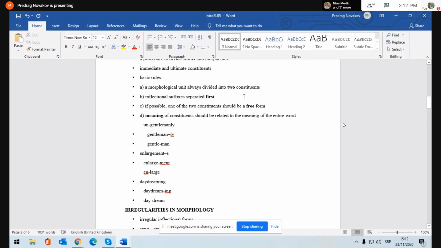A morphological unit is always divided into two constituents. In one step, two constituents, not 3 or 4, two constituents. The inflectional suffix is separated first. If possible, one of the two constituents should be a free form, meaning it can stand alone. And this is very important: the meaning of the constituents should be related to the meaning of the entire word. So this is important. The meaning should be related.